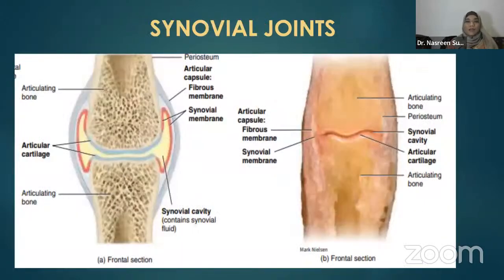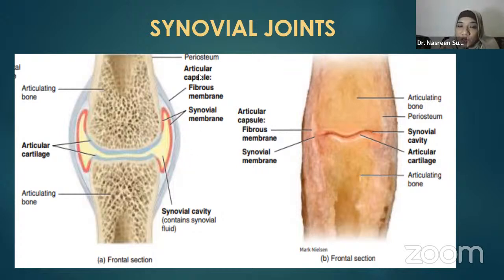Coming to the last type of joints, which is called as synovial joints, which is characterized by presence of synovial cavity. Synovial cavity will be present in the synovial joints. As the synovial cavity is present, they allow a good amount of movement in the joints. Now, these synovial joints, first we will see the structure of the synovial joint. Now, you have one capsule which is called as articular capsule.